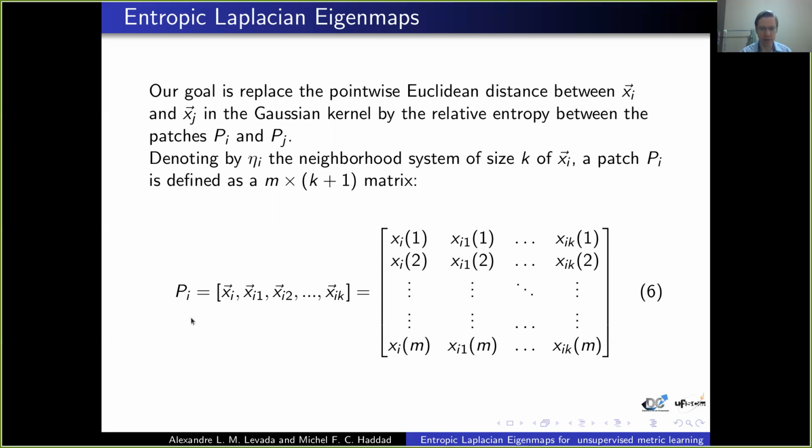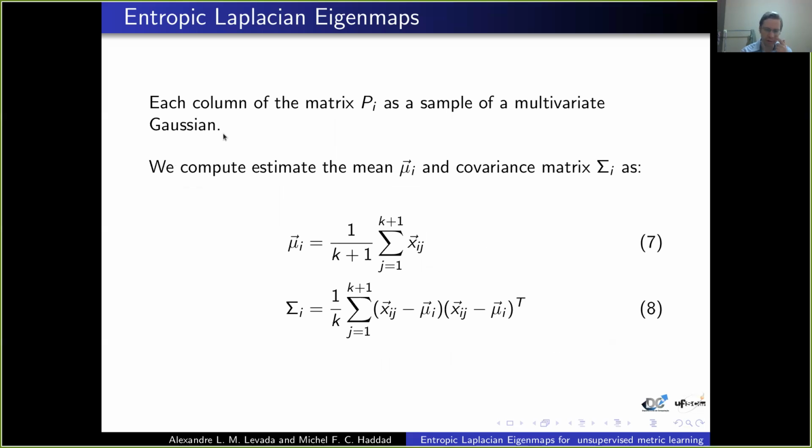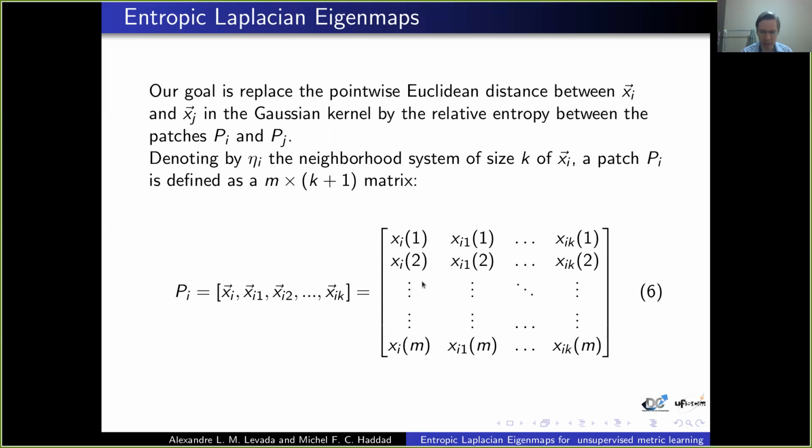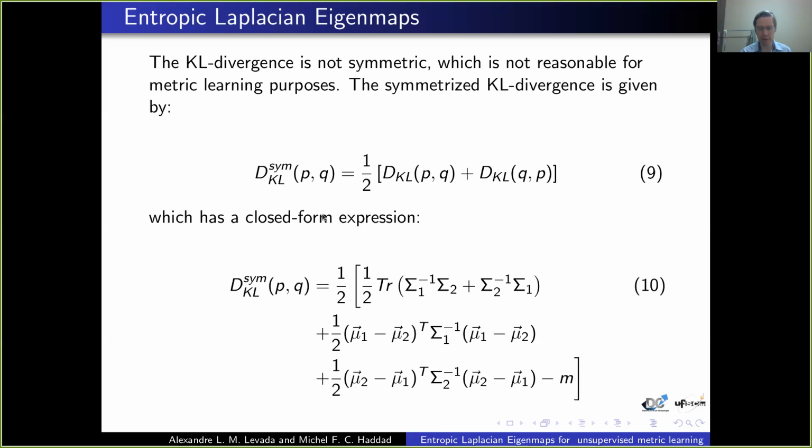So we can arrange this matrix P_i like this. The idea is to assume that each column of this matrix is a sample of a multivariate Gaussian. So we can estimate the mean and the covariance matrix of each patch. Given these parameters, we can find a closed form expression for the symmetrized Kullback-Leibler divergence that we will use to weight the edges of our KNN graph.